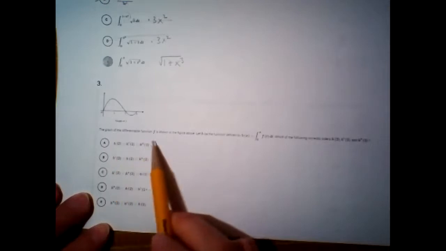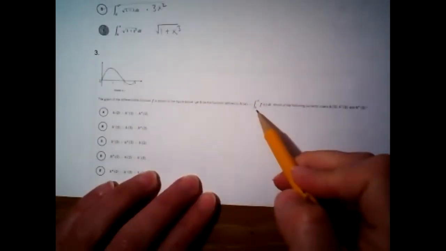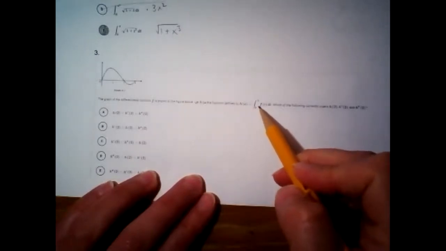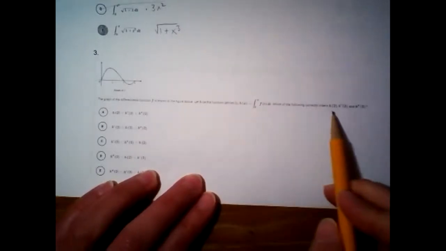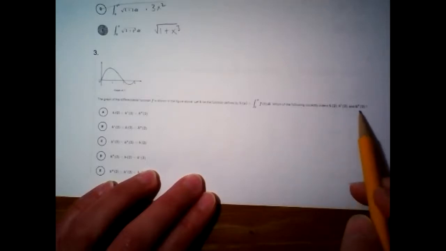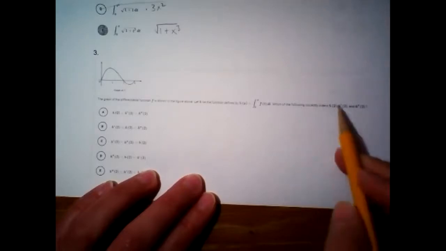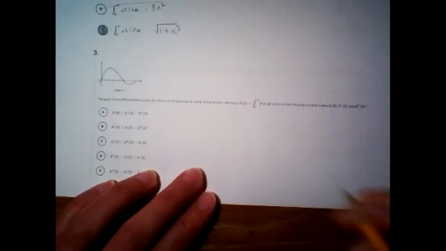All right, number 3, we're given this graph of f. Differentiable function f is shown. Let h be given by this accumulation function, accumulation starting at 0. And we're going to compare h of 2, h prime of 2, and h double prime of 2. So the function, the derivative, and the second derivative.